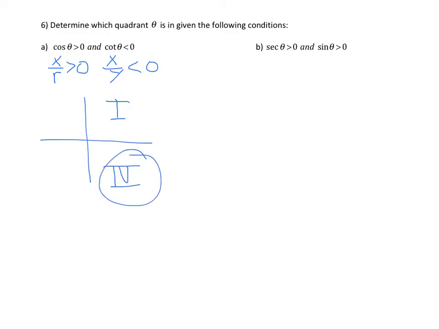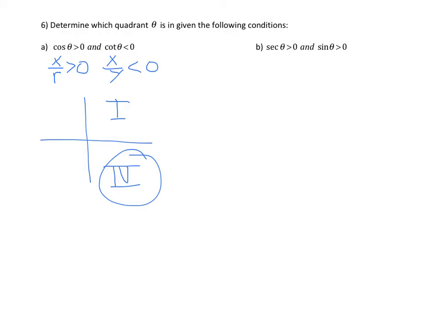In the next examples, we are practicing figuring out which quadrant you're dealing with based on different signs. Cosine of an angle, that's always x over r. If this is greater than 0, r is always positive, so x must also be positive. So that would have to be, for x to be positive, either quadrant 1 or quadrant 4. Those are the two quadrants with positive x values. Now, if cotangent is negative, that means x over y is negative. We already know x is positive, so y must be negative. That means it has to be in quadrant 4.